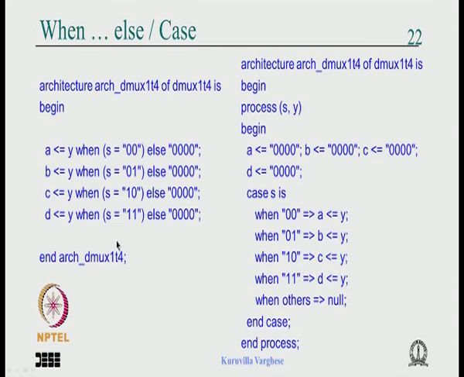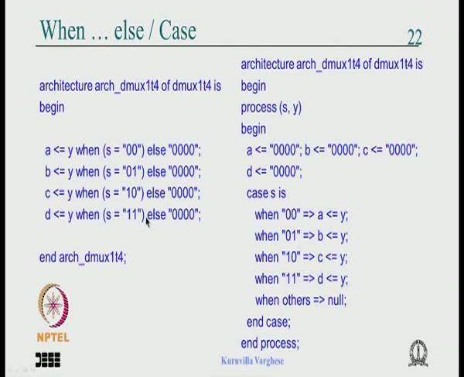Let us see the when else. Exactly like with select, you have to write the 4 concurrent statements for when else. So it's A gets Y when S is 0 0, else 0. B gets Y when S is 0 1, else 0. Similarly C and D, exactly the same effect, though A, B, C, D are functions of the same Y, we write it separately, but that is one kind of issue with this kind of coding.